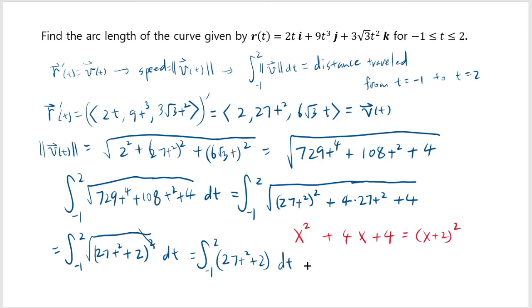All right. And then 27t squared integrates to 9t cubed, plus 2t. And you plug in 2 and -1. 2 cubed is 8. 8 times 9 is 72 plus 4. That's 76. Plugging in -1 gives you -11, so minus -11. So the final answer is 87.